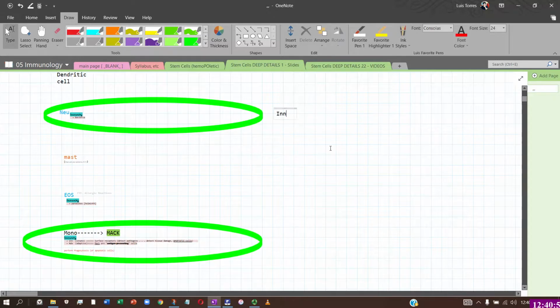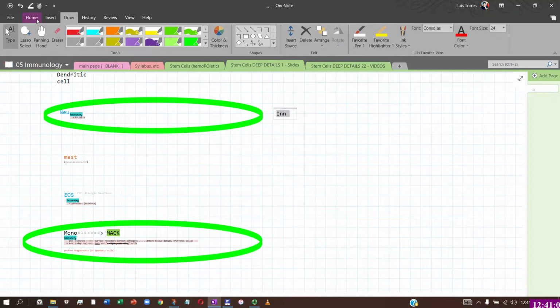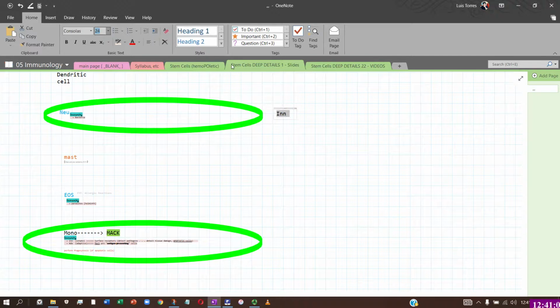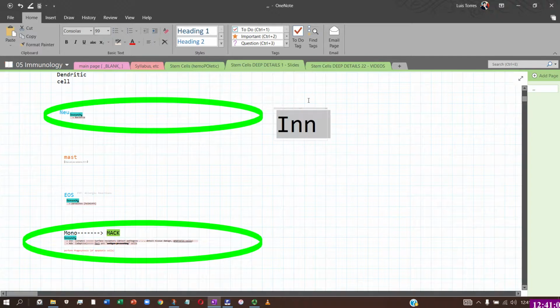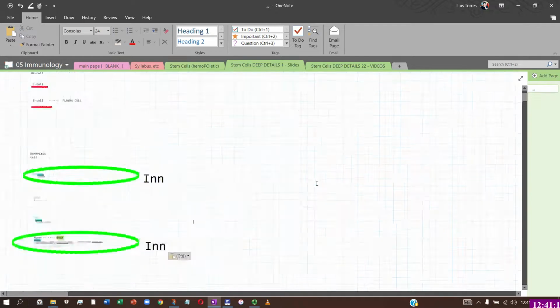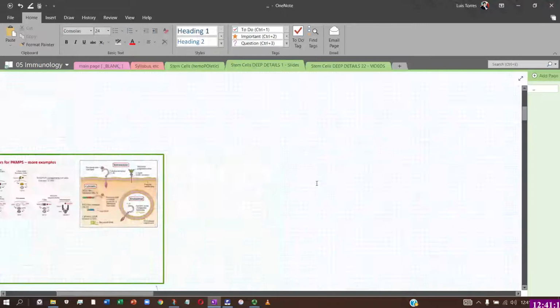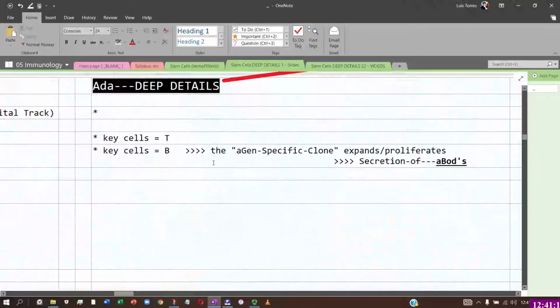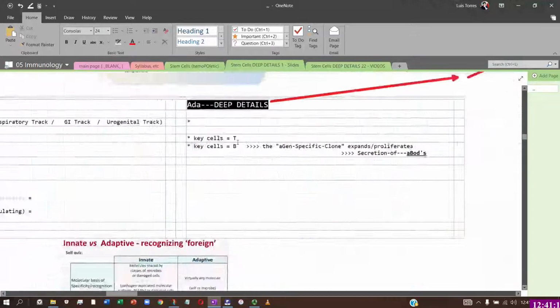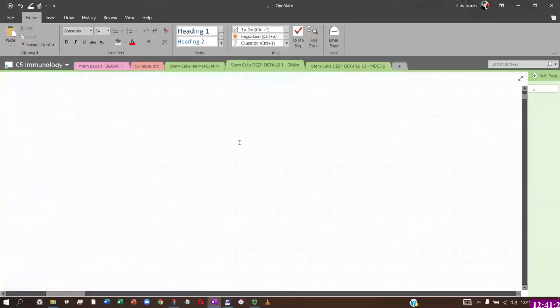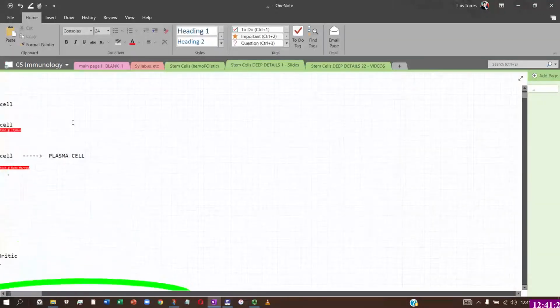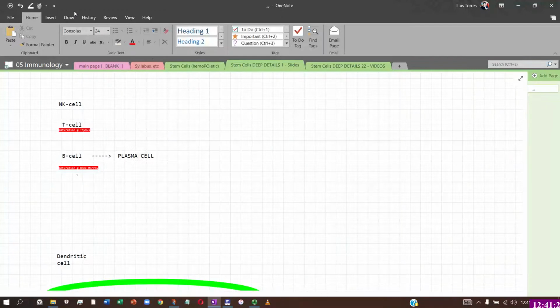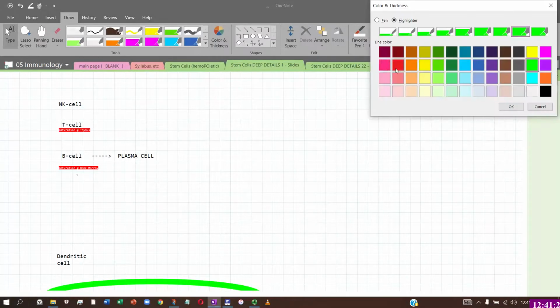This is innate. So we'll draw N in large letters. That's innate, and those are the key players. And then what were the key players for adaptive? Let's take a look. The key players for adaptive are T cells and B cells. So likewise, we'll go up here, B cells and T cells. So we use a pink color.